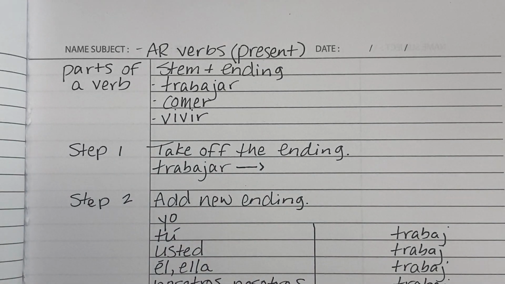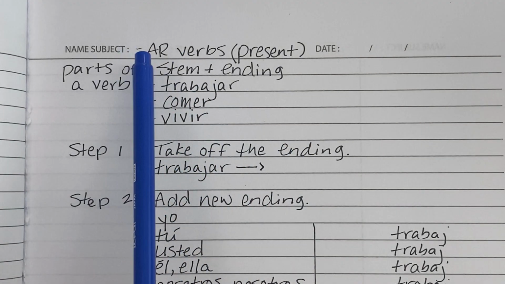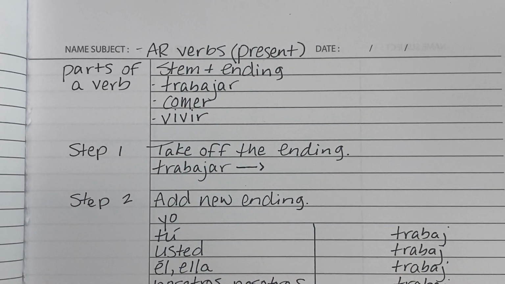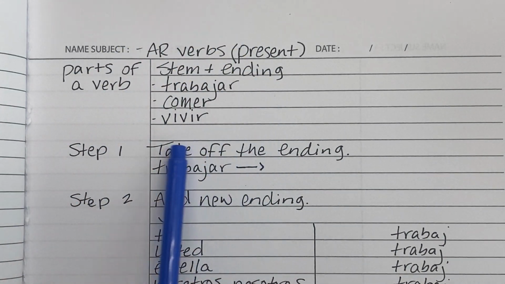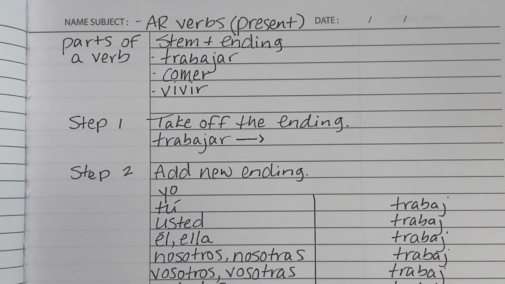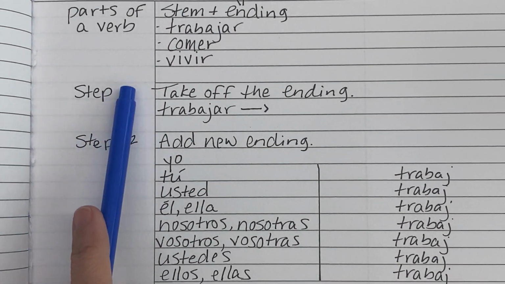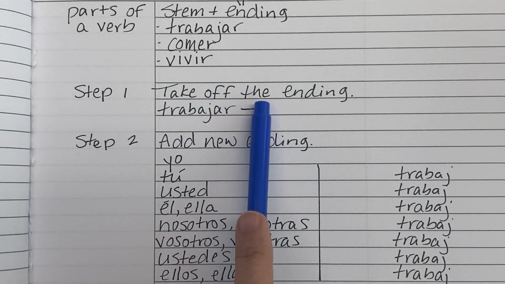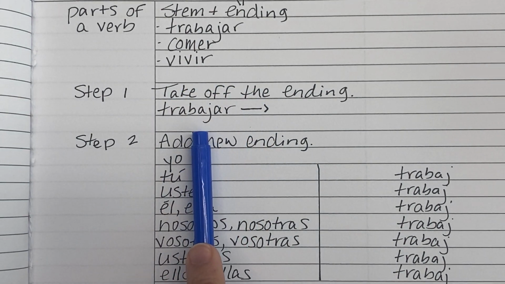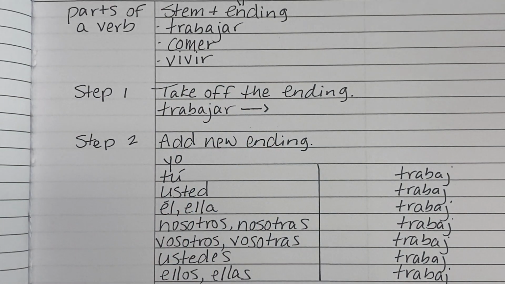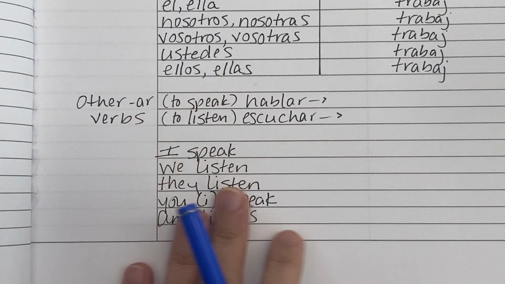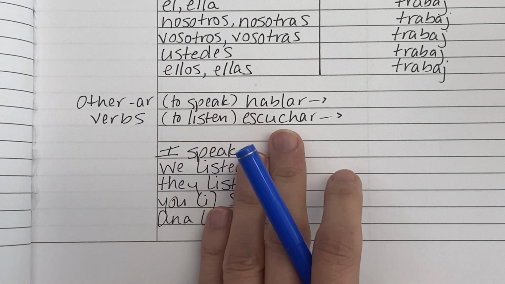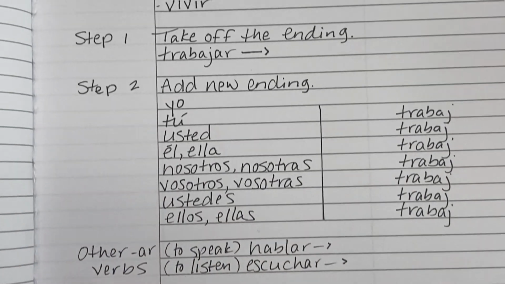Hi. In this video, we are going to look at regular AR verbs in the present tense. The first thing we're going to do is look at the parts of a verb in general. Then we are going to learn the steps of conjugating AR verbs. We're going to practice specifically with the verb trabajar, which means to work. And finally, we're going to practice with two other AR verbs, hablar, to speak, and escuchar, to listen.